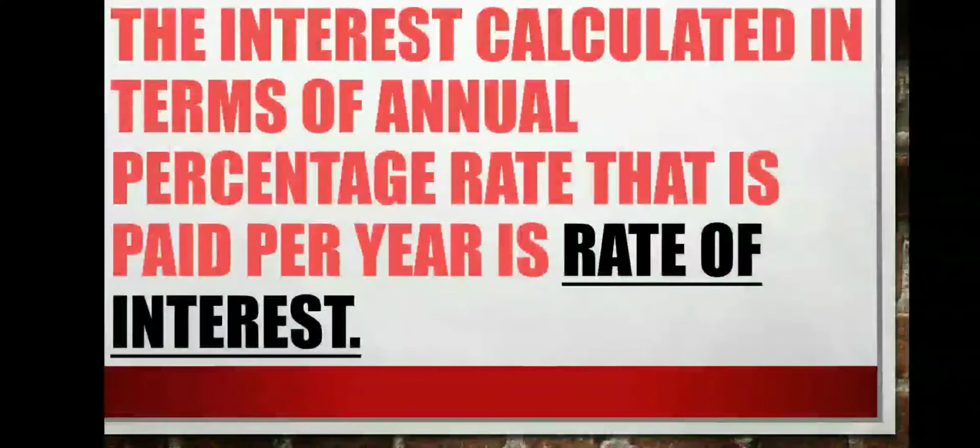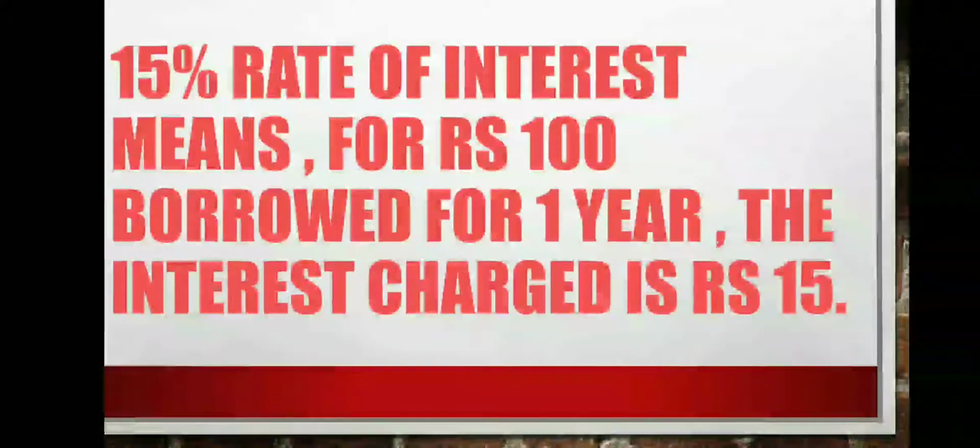There are a few components of simple interest. Now let us see one by one. Rate of interest. The interest calculated in terms of annual percentage rate that is paid per year by the loan taker is known as rate of interest. For example, if rate of interest is 15%, what does it mean? It means that for rupees 100 borrowed for 1 year, the interest charge will be rupees 15. Means every 100 rupees, 15 rupees is the rate of interest.